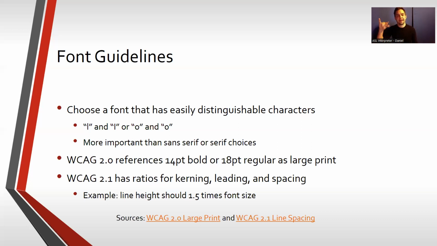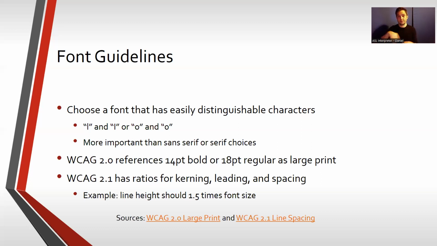Now, if you're looking for the numbers for kerning or leading or spacing, the guidelines for those, you want to look to the Web Content Accessibility Guidelines 2.1. This set of guidelines has ratios for those. For example, your line height should be 1.5 times font size. So if we're working with the 18-point regular font as large print, that means we need to take 9-point and add that to the 18-point for 27.